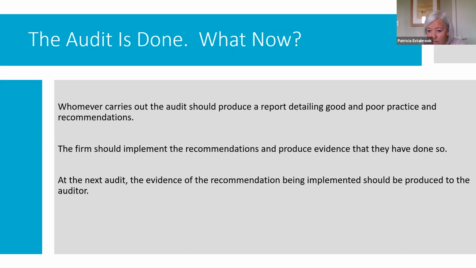And they should implement the recommendations and then keep evidence that they have done what they needed to do. Because at the next audit that is carried out, there should be evidence of the recommendations being implemented, and that should be produced to the auditor to enable the auditor to go back and see whether, although the firms say they're doing what the auditor recommended, have they actually done it? There should be a clear difference between what the evidence showed at the first audit, second audit, whatever, and then the next audit. Has that work been carried out?